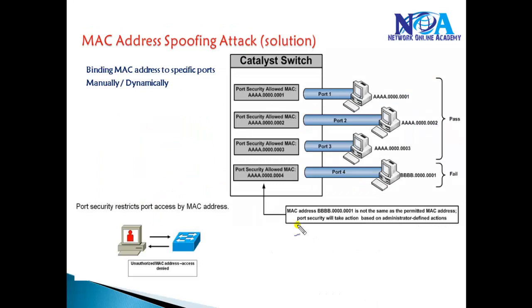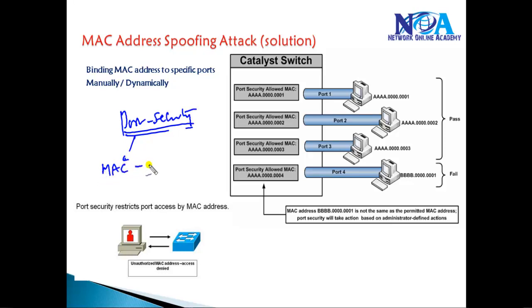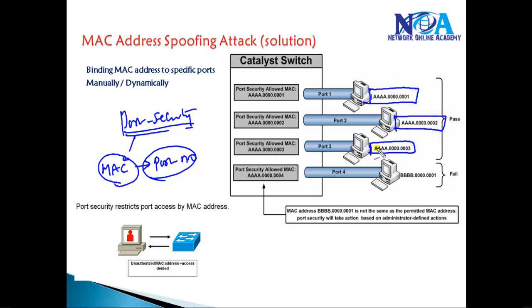Now how can we overcome this kind of attack? To overcome it, we can use a feature called port security, the same feature we discussed previously. In port security, I can manually bind a MAC address to specific ports. We can specifically bind the MAC address to port numbers. So let's take an example. These are the valid entries for port number 1, port number 2, and port number 3.